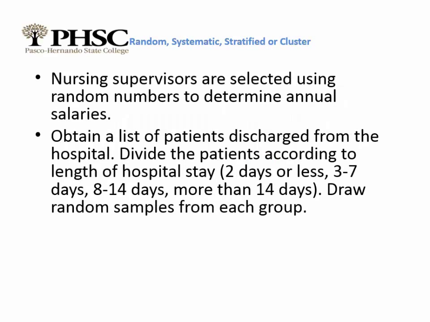Now, nursing supervisors are selected using random numbers to determine annual salaries, and then the other one is obtain a list of patients discharged from the hospital, divide the patients according to the length of stay, and then draw random samples from each group. So the first one is random, and then the second one is stratified.